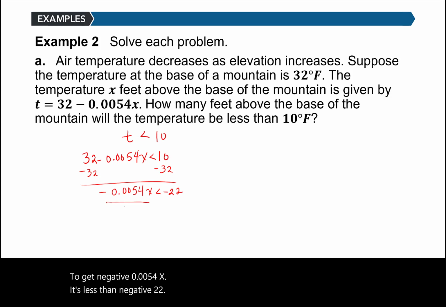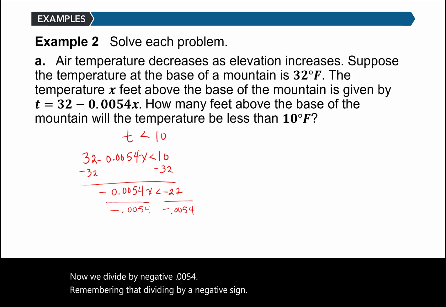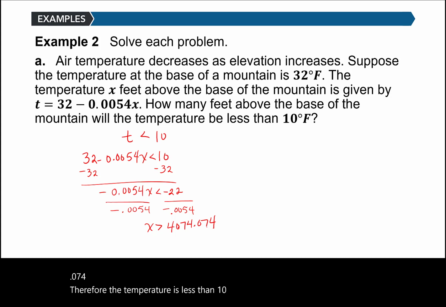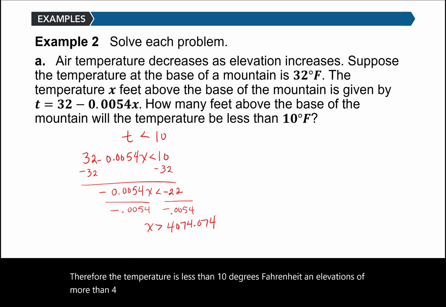Now we divide by -0.0054, remembering that dividing by a negative will reverse the inequality symbol. Therefore, we get that x is greater than 4074.074. Therefore, the temperature is less than 10 degrees Fahrenheit at elevations of more than 4,074 feet.